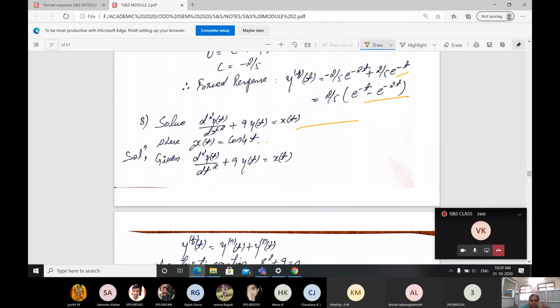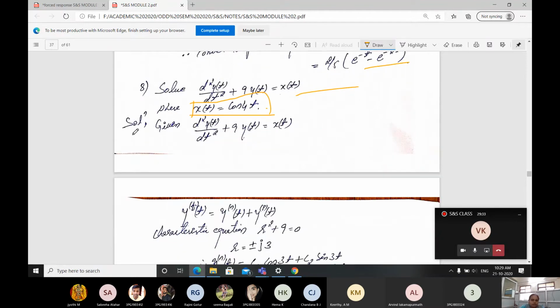But just keep in mind that if the x(t) signal is given with any input, then it is a forced response. In the natural response, they will give the initial conditions, that is y(0) equal to 0 and y'(0) equal to some value, 0 or 1. Based on the question, you have to find which response you need. Now we will solve for this.